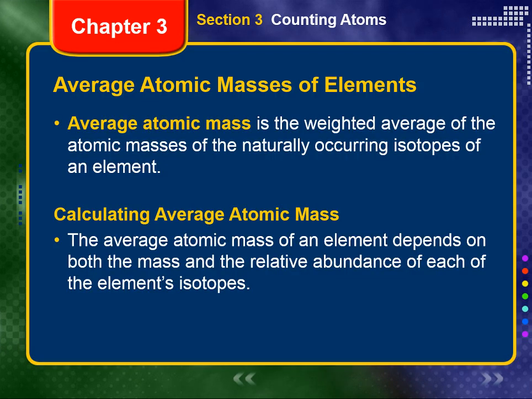Average atomic masses of elements. Most elements occur naturally as mixtures of isotopes, as indicated in Table 3-4 on page 80 of your text or 2 slides previous. The percentage of each isotope in the naturally occurring element on Earth is nearly always the same, no matter where the element is found. The percentage at which an element's isotopes occur in nature is taken into account when calculating the element's average atomic mass. Average atomic mass is the weighted average of the atomic masses of the naturally occurring isotopes of an element.